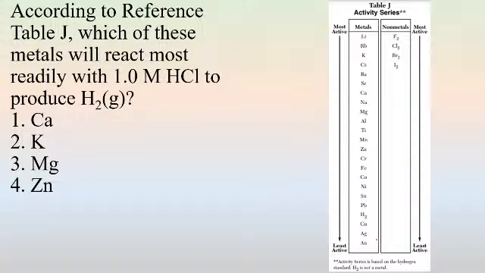According to reference table J, which of these metals will react most readily with this 1 molar hydrochloric acid to produce this? So again, here's H2. This is probably the easiest way to answer the questions, and I believe in working smarter, not harder. So why make it more difficult? So calcium, where is it? Bam. Potassium, where is it? Bam. Magnesium, where is it? Bam. And zinc. Okay. So I can't do one of these things is not like the others, right? They're all above. So let me go back to the question. It says react most readily. Aha. The most active is at the top, right? Okay.